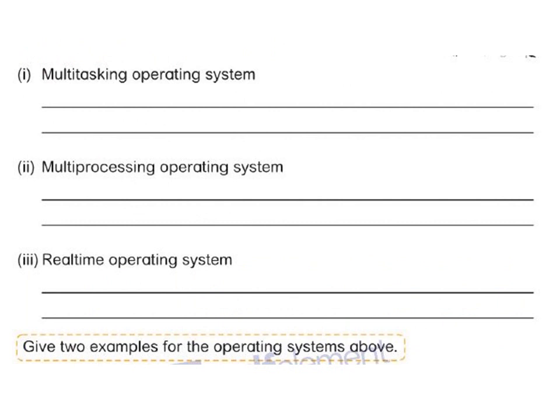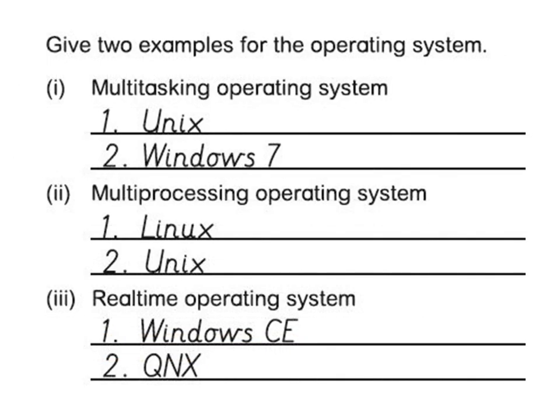So here are some questions. Give two examples for the operating systems above. Number 1, multitasking. Number 2, multiprocessing. Number 3, real time. Pause the video if required and try to answer the questions yourself. I am showing you the answers now. So examples of multitasking operating system: Unix, Windows 7. Examples of multiprocessing operating system: Linux, Unix. Examples of real-time operating system: Windows CE, QNX.